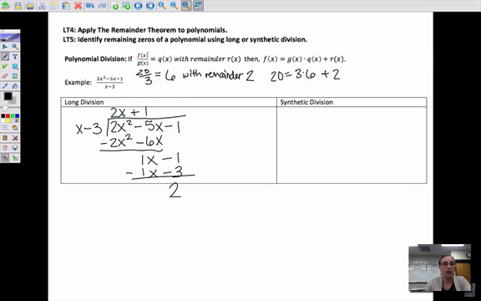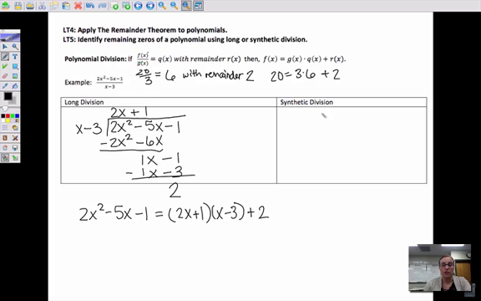So then writing this as written up here, the original polynomial 2x squared minus 5x minus 1 is equal to the product of 2x plus 1 times x minus 3 with the remainder of 2 added on to the end. Okay?